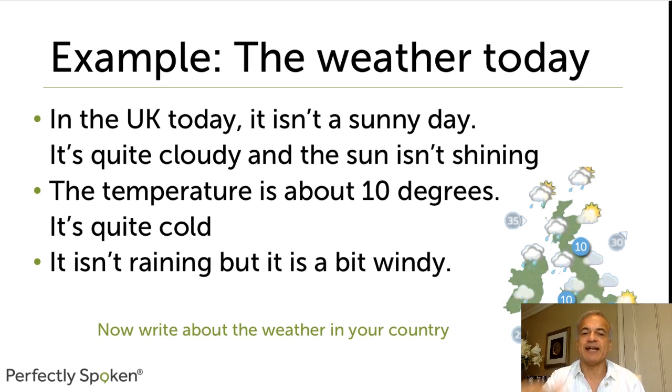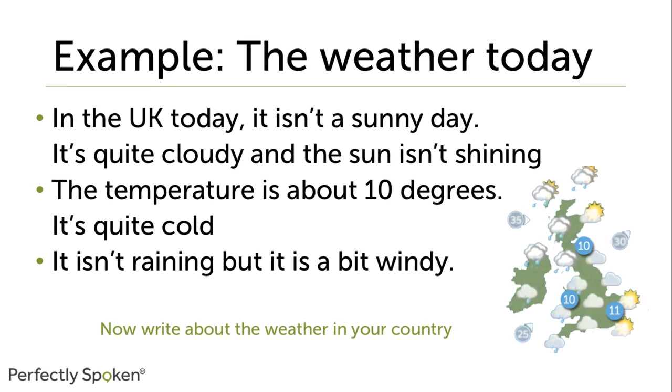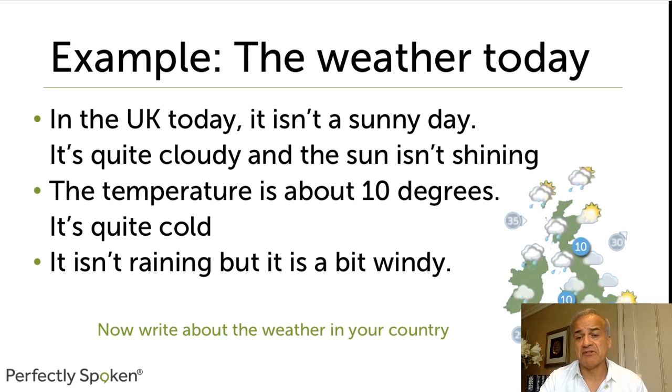So, here's an example in the UK today. In the UK today, it isn't a sunny day. It's quite cloudy and the sun isn't shining. The temperature is about 10 degrees. It's quite cold. It isn't raining, but it is a bit windy. And there you can see the map. So now, can you write some sentences about the weather in your country?